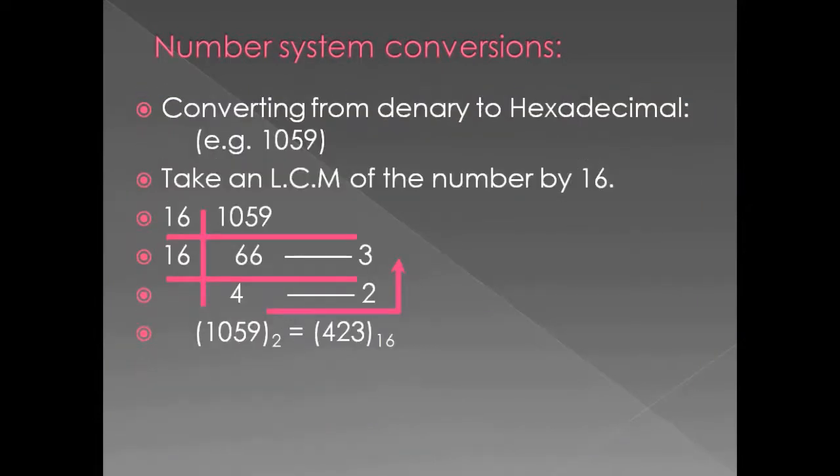Converting from denary to hexadecimal, the method is similar to converting into binary. Just take an LCM, but this time take an LCM with 16. For example, you have the number 1059 divided by 16. 1056, 3 is remainder, then 16 4s are 64, 2 is remainder, so 4 2 3. Again we start from the bottom and move gradually up. 4 2 3 with the base 16 would be the answer in hexadecimal.